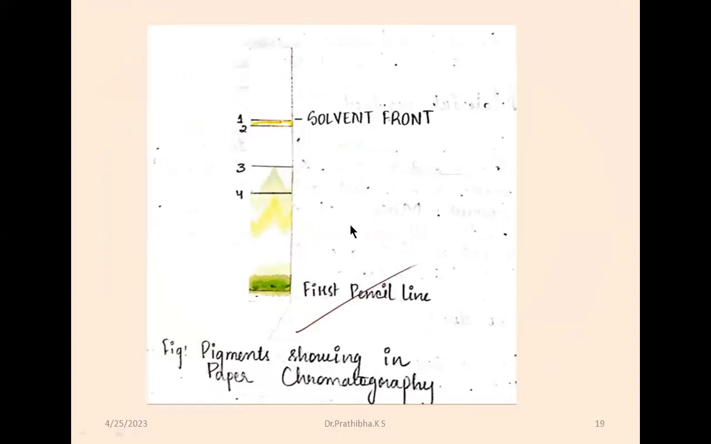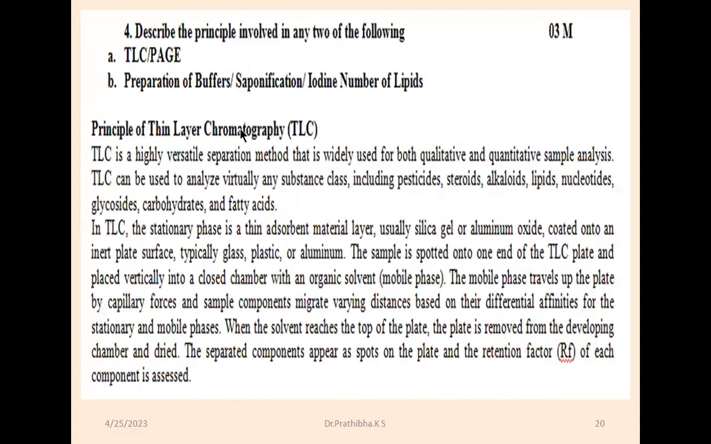Okay, so this is the result of the performance of paper chromatography. If you want, you can also draw the plot like this. First the pencil line, then the solvent front, then the second line, then the pigments, third and fourth. So you can draw the pigments showing in paper chromatography like that.